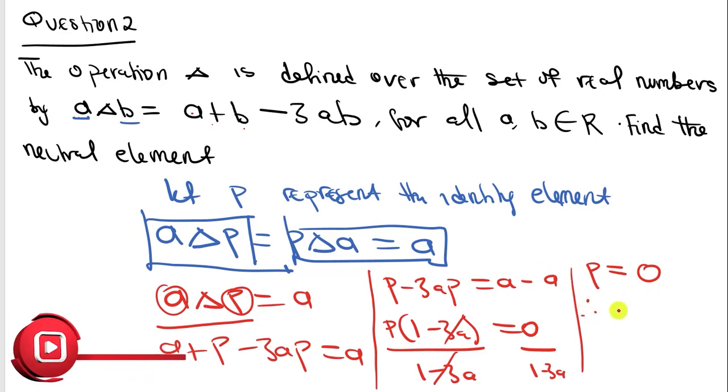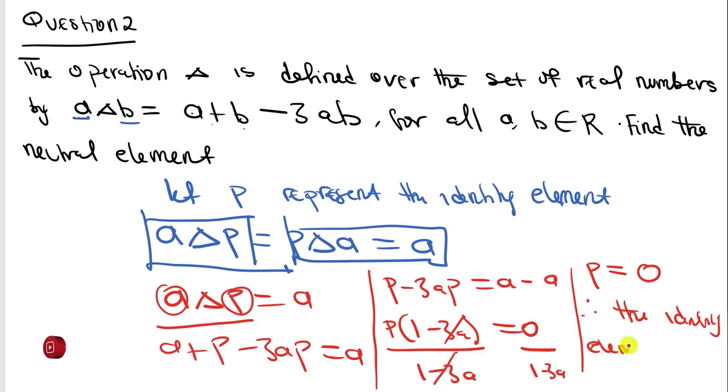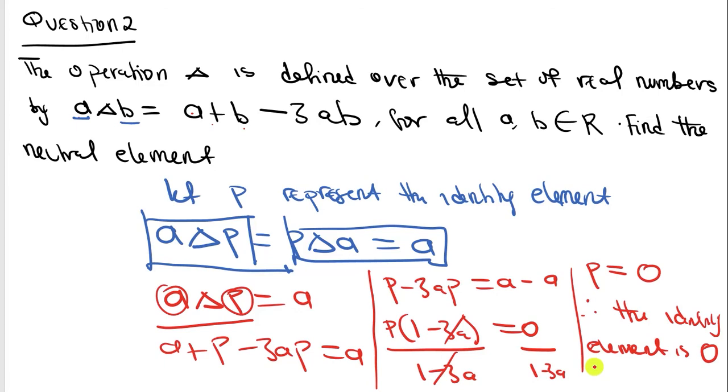Therefore, in conclusion, the identity element is 0. So that is how we can use this concept of identity element to solve some questions.